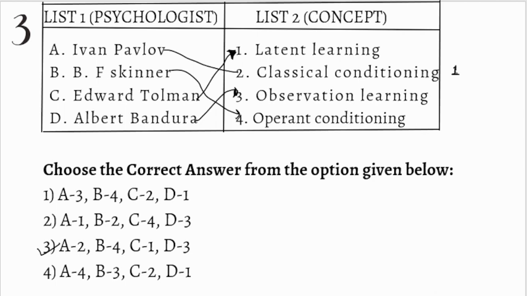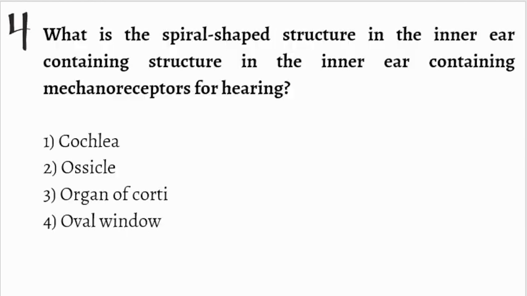Okay, moving ahead to the next question. What is the spiral shaped structure in the inner ear containing mechanoreceptors for hearing?